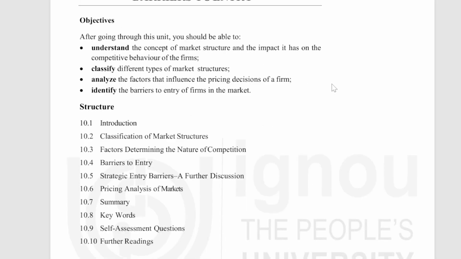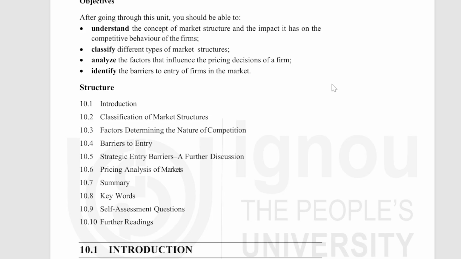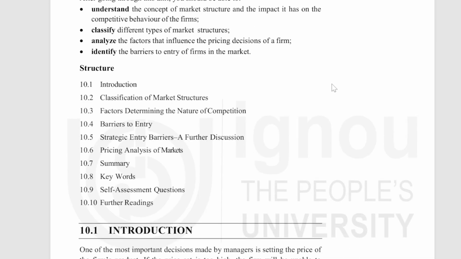So the objectives of this unit are: understand the concept of market structure and the impact it has on the competitive behavior of the firm, classify different types of market structures, analyze the factors that influence the pricing decision of a firm, and identify the barriers to entry of firms in the market.